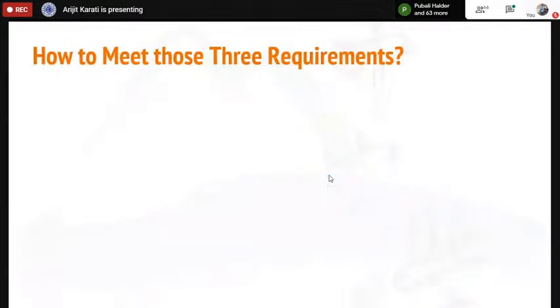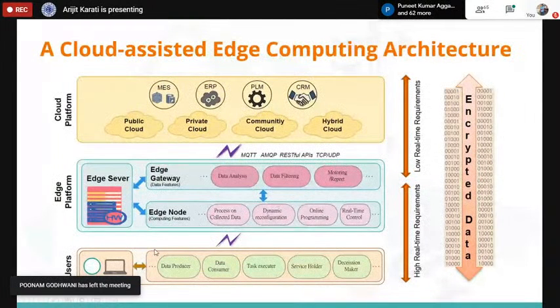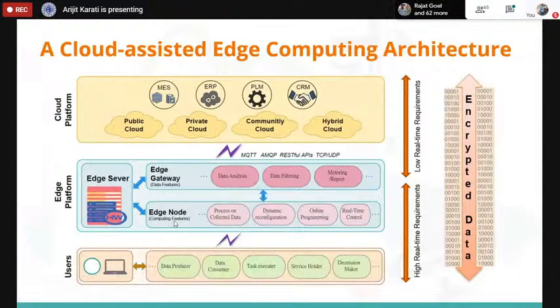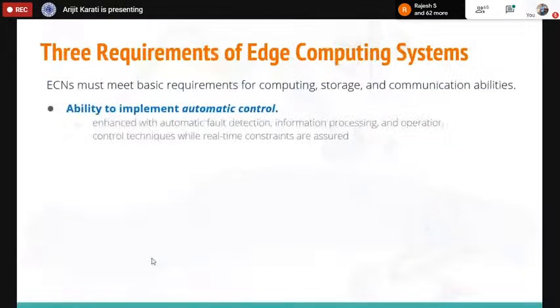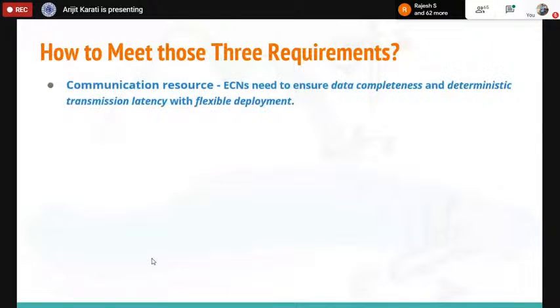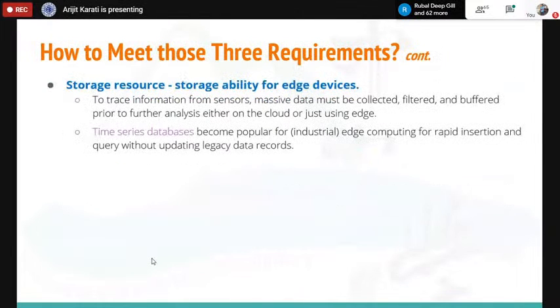We have already discussed in this picture, in this architecture, right? The user is transmitting a huge volume of data to the edge node. Now, the edge node needs to process those data. So in order to process those data, we need to store some data locally, right? So that's the storage resource.